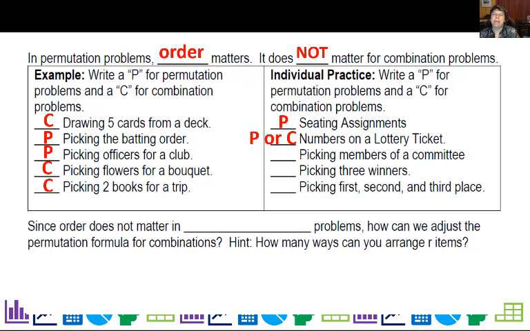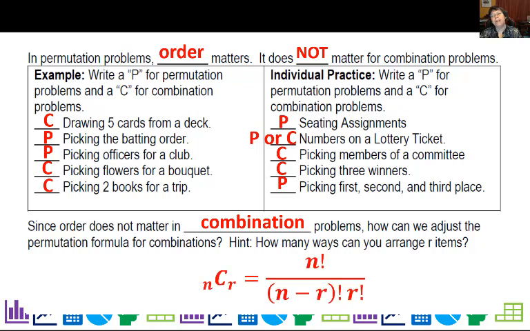Picking members of a committee. So if you're on the committee, you're at the same level as everybody else on the committee. So it doesn't matter if you're picked second or third. That's a combination. If you're picking 3 winners, let's say I was giving bags of Cheetos in my class, and I was drawing 3 names, you don't care if you're picked first, second, or third as long as you're in those 3. So that's combination. And then obviously picking first, second, and third place, position matters. So that's a permutation. Since order doesn't matter in combination problems, how do we adjust it? We just divide out, we add in this r factorial.